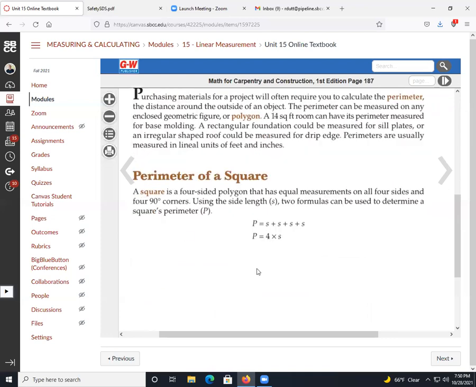So a square is a four-sided polygon, with equal measurements on all four sides and four 90-degree corners. So using the side length, two formulas can be used. The square's perimeter can be, if it's 4 inches, 4 plus 4 plus 4 plus 4, or just 4 times the side, if it's a square.